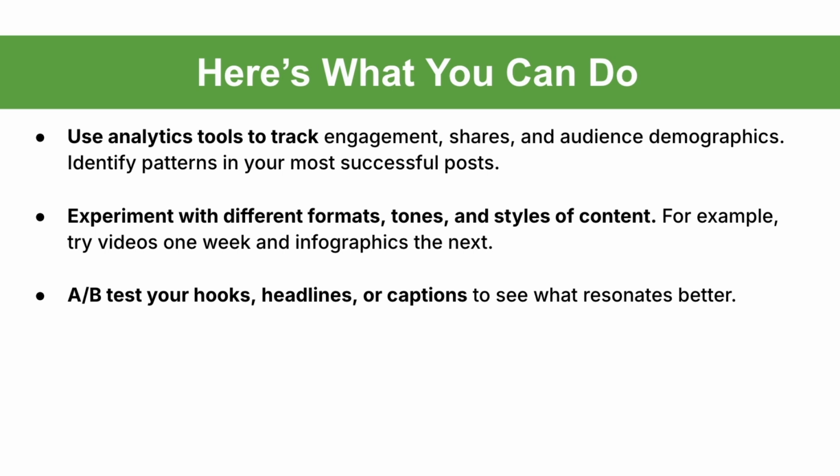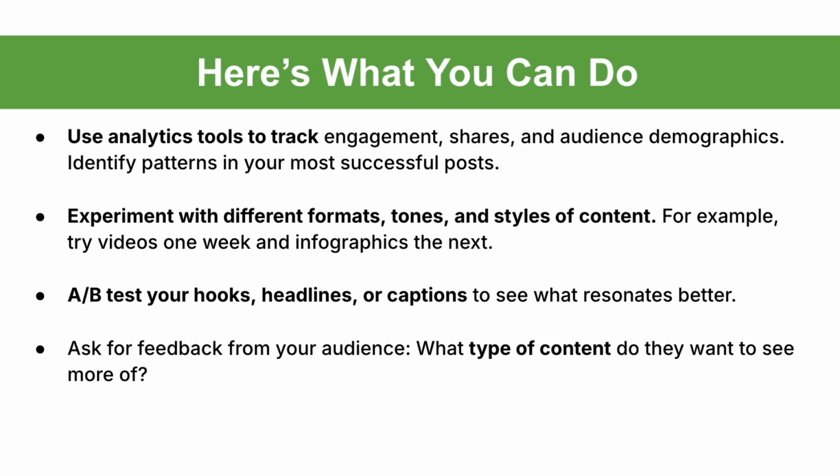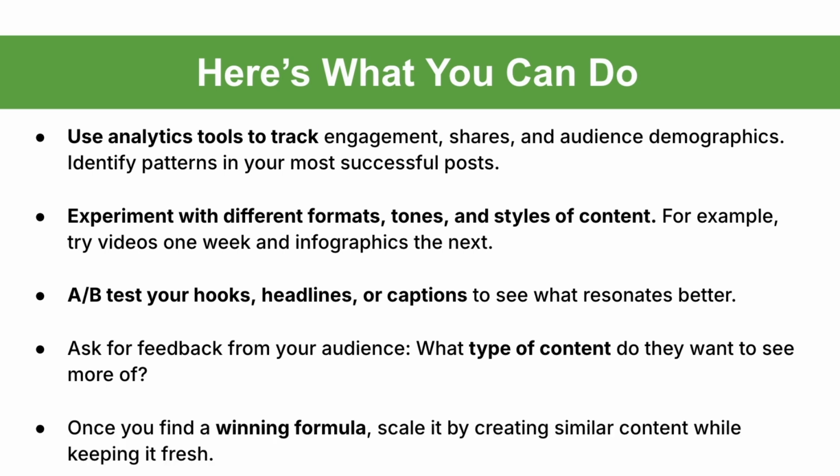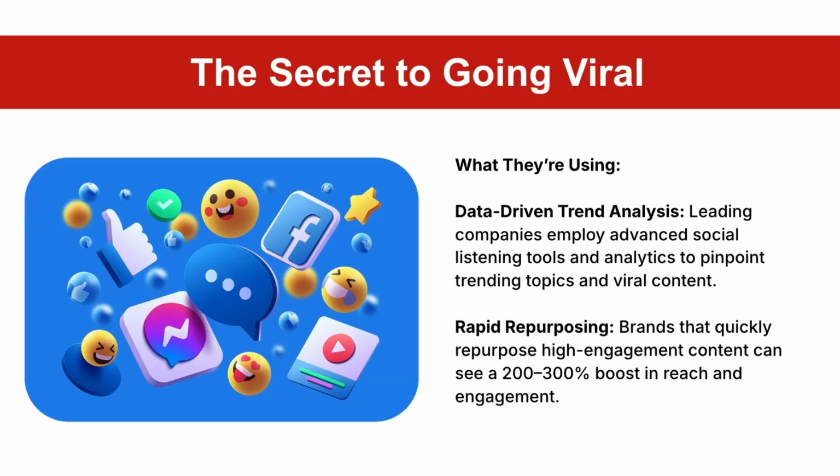So like I said, certain headlines, certain ways of forming content will work well on certain platforms, but not on others. And then ask for feedback from your audience. What type of content do you want? And once you find a winning formula, that's when you can start to scale it and create similar content while keeping it fresh. So the secrets to going viral are to be able to leverage data-driven trends and analysis and rapid repurposing. Brands that quickly repurpose high engagement content can see a 200 to 300% boost in reach and engagement.